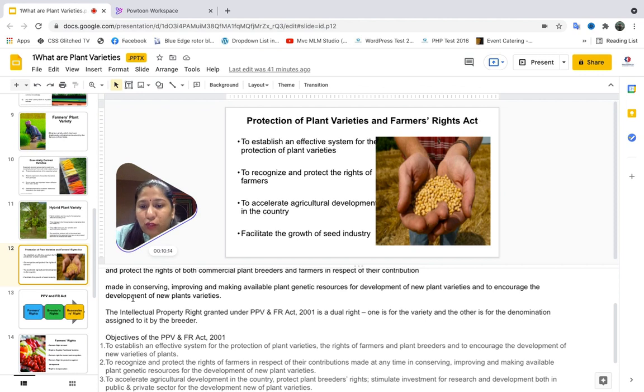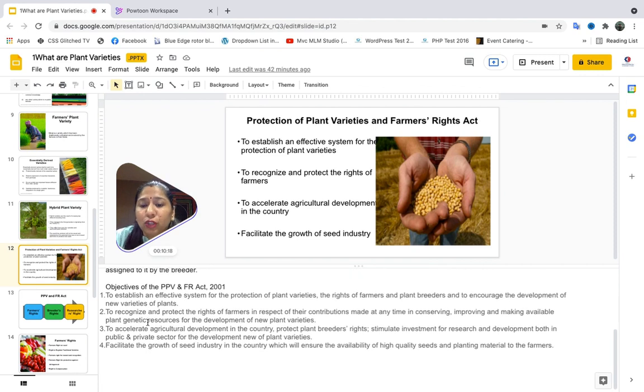Now, there are certain objectives of the PPV and FR Act. We'll study those. The first objective is to establish an effective system for the protection of plant varieties. The Act was put forward so that plant varieties and the rights of farmers, along with breeders' rights, could be protected, for encouraging the development of new plant varieties.